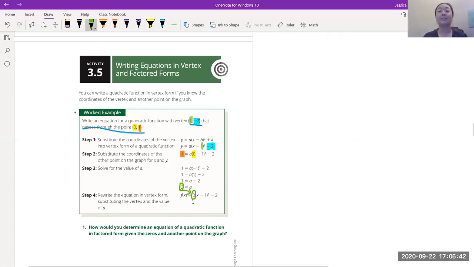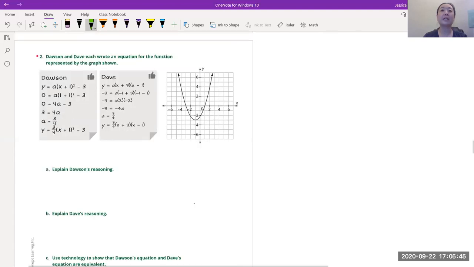Just like that. Okay, so we're gonna take a look at Dawson and Dave's work. So again, both of these have this thumbs up. That means that there should be no mistakes in there. If we do find a mistake, that means the book has a typo, which it has been known to have sometimes. So let's take a look at it.